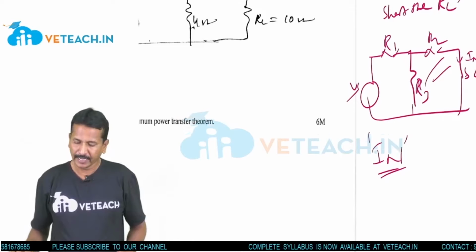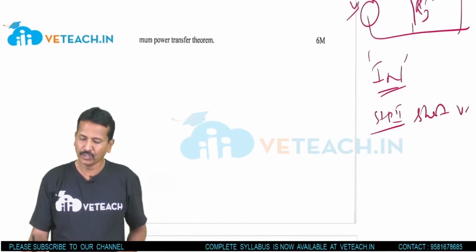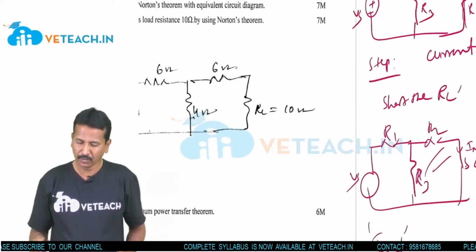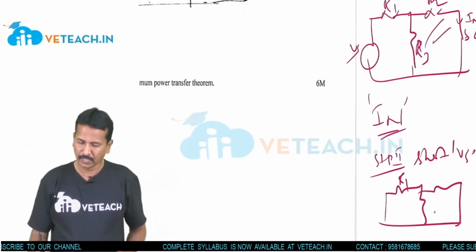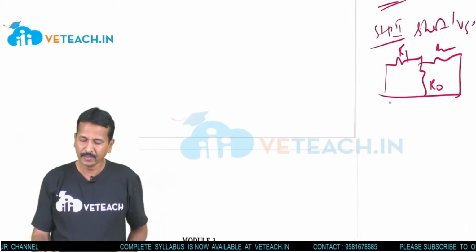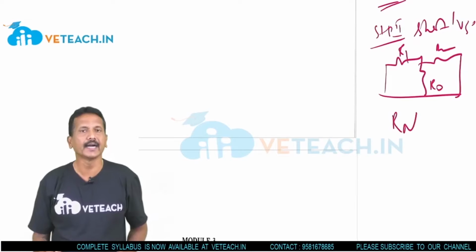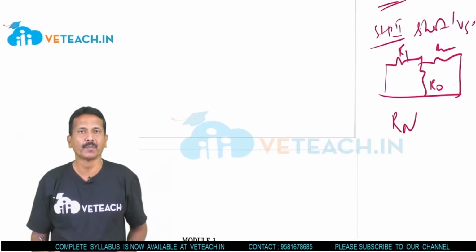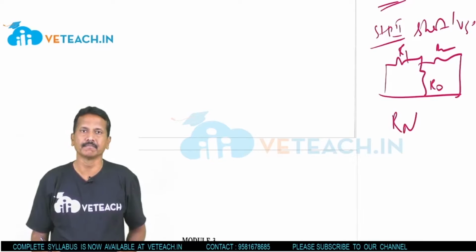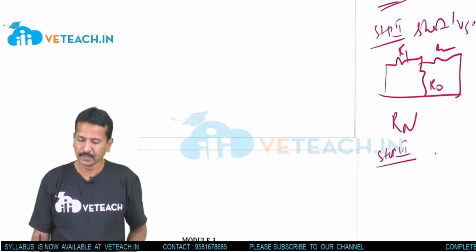Next, again step 2, short the voltage source. R1, R3, R2. Okay. Here you will get RN. IN, RN. Third step, equivalent circuit diagram.